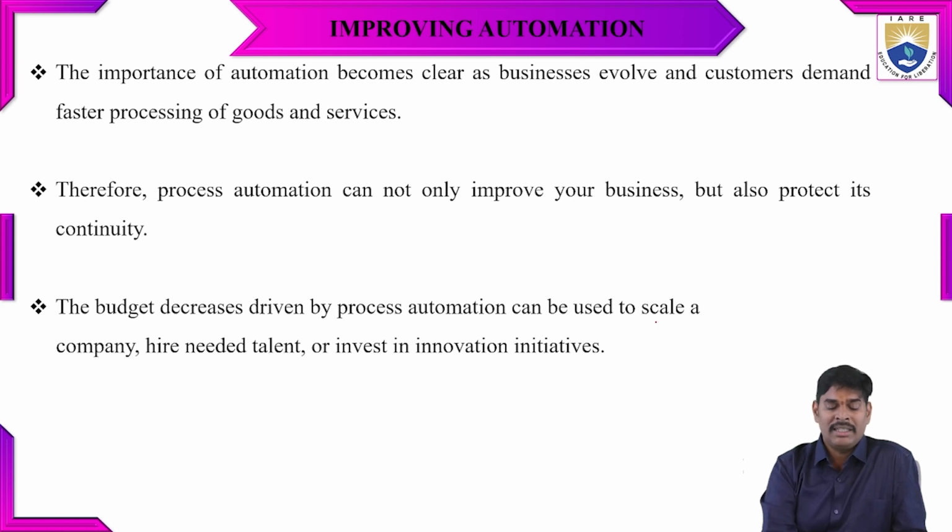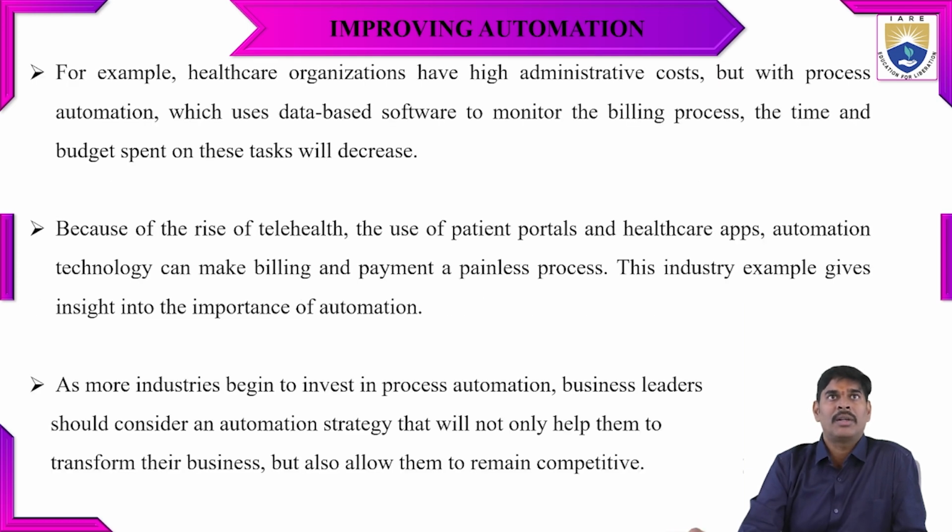So to scale, a company here needs talent or to invest in innovation initiatives. So mainly when you are adopting process automation, okay, the budget will be decreased here. When you're using modern tools and technologies, this will be very helpful for companies or organizations to minimize the cost here. In healthcare organizations, mainly we have high administrative cost here. But with the help of process automation, they have database software to monitor the bill processing, and the time and budget spent on this task will be decreased.